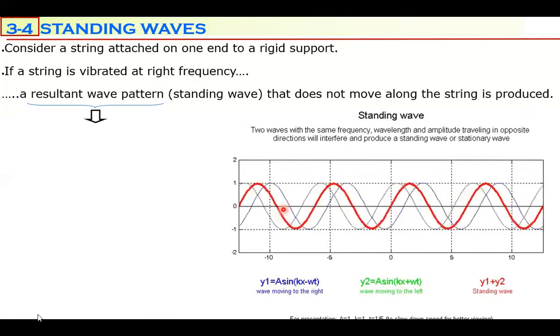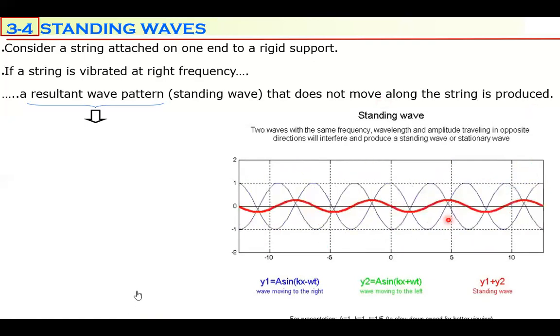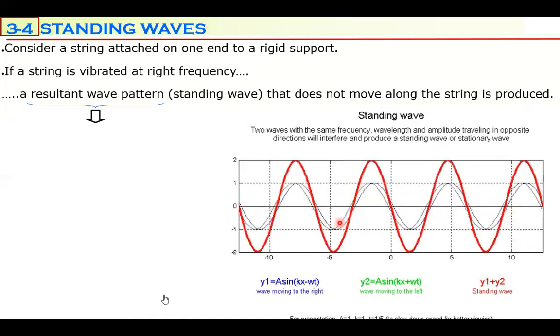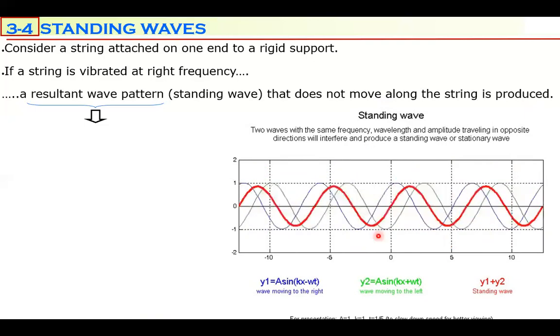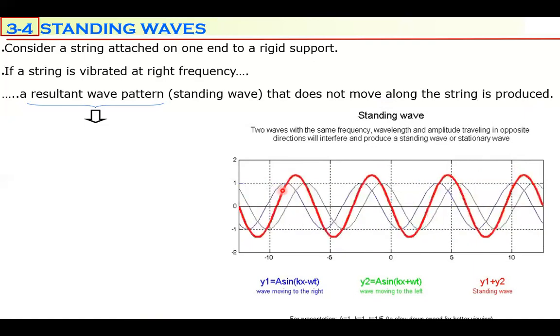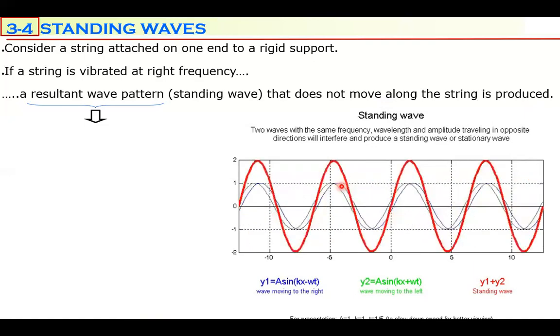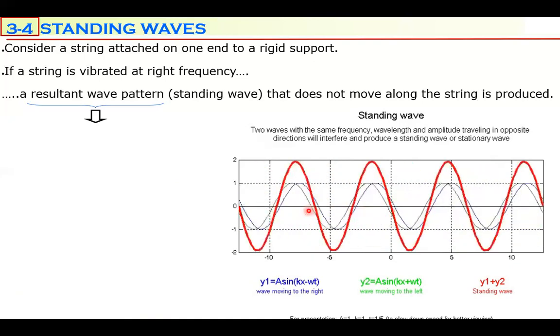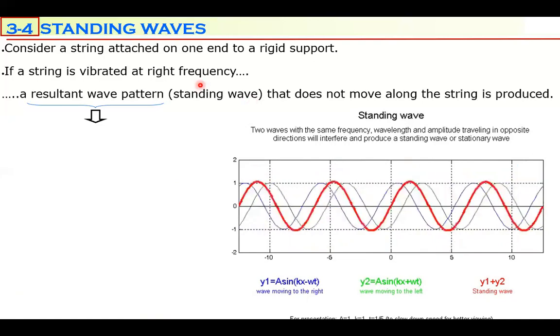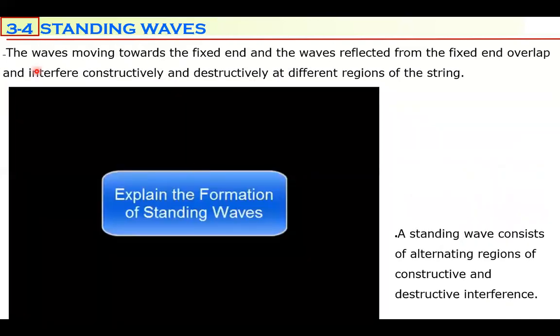So this red one, red is the standing wave pattern, which only vibrates and seems to be not moving. It's not moving, but one wave is traveling to the right, the other wave is traveling to the left. If you look at that blue, one wave is moving to the right, the other wave is moving to the left. When these two waves form a resultant wave, it is called a standing wave. And for that reason, the wave moving towards the fixed end and the wave reflected from the fixed end overlap and interfere constructively and destructively at different regions.